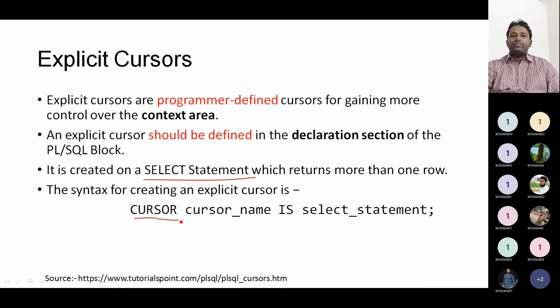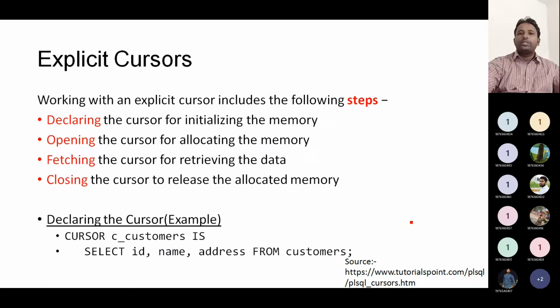CURSOR is a keyword, then the name of the cursor. The cursor name is your wish. IS is a keyword, followed by a select statement. So explicit cursors are used with a select statement. The select statement will get some data from the database, and for that result, you can make use of a cursor and perform whatever operations you want.